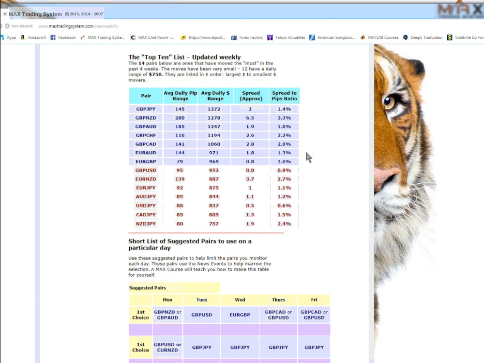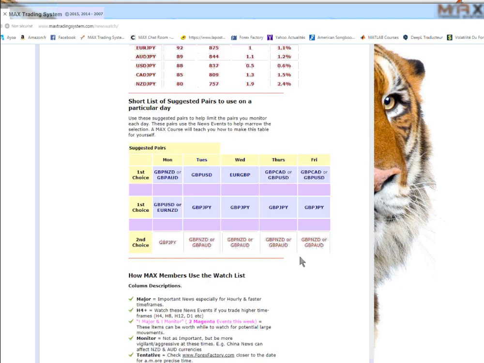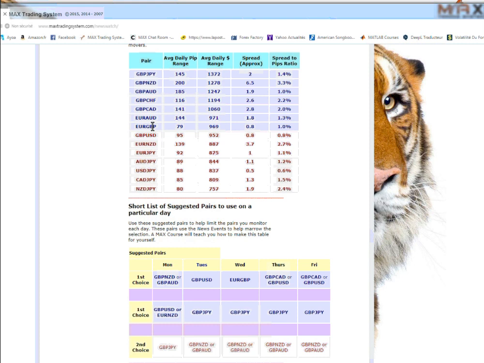And to further refine things, what we do each week as well, and when I say we, I mean Eusebio, we go through and select, based on the news, which pairs of that top 10 list would be the best on a daily basis. So if you're trading on Tuesday, you'd pick the pound dollar and the pound yen to be your first choices, and then maybe the pound Kiwi, the pound Aussie to be your second choices of movements. And if they're not moving, then you can go back to the top 10 pair list and find something else that perhaps moves.